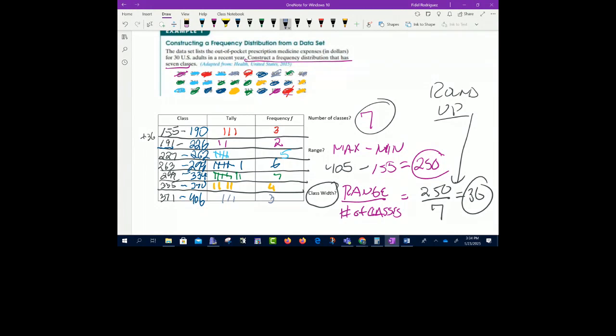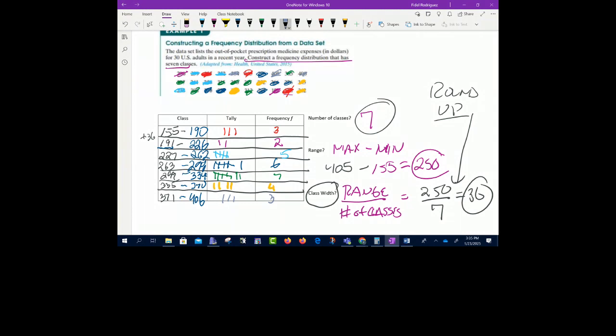There we go. The hardest part for that, y'all, was just sorting through those numbers, right? What does this do for us? This organizes this information. Remember what this was? This was how much money we were spending out of pocket for prescription drugs. Now we can say, look, between 155 and 190, there were 3 people who had to pay that amount out of their own pocket. Between 191 and 226, there were 2 people who had to pay that out of pocket, right? Between 227 and 262, there were 5 people, right?